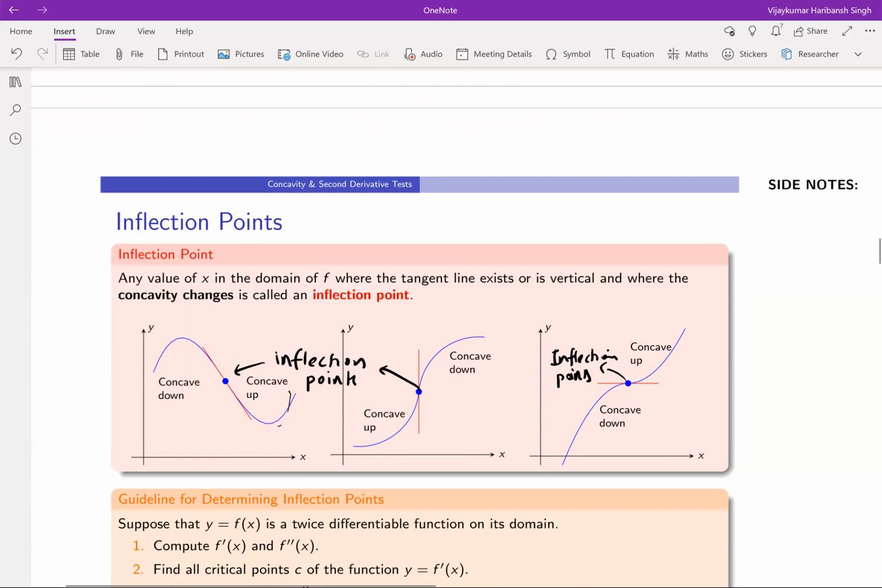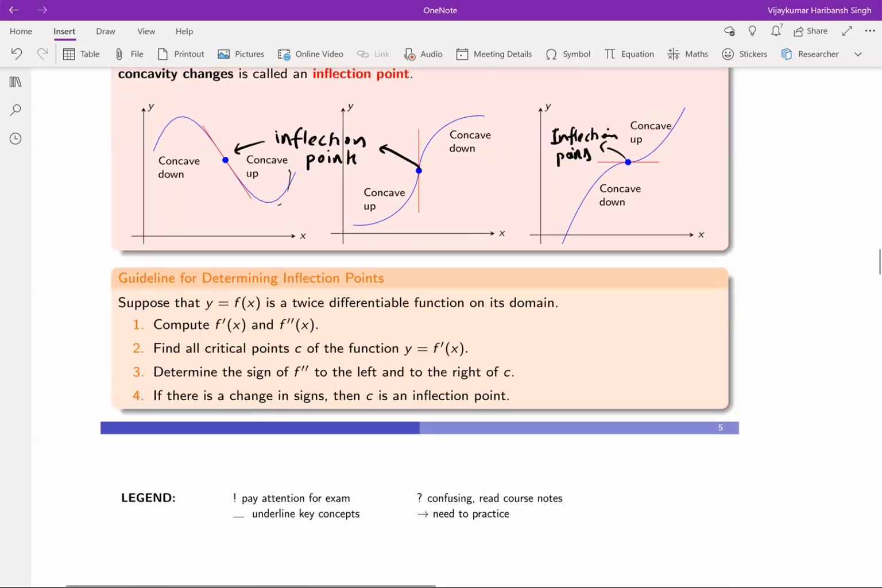Now the question is, how do you determine the inflection points? First, compute f prime of x and f double prime of x. Then find all the critical numbers c of the function y equals f prime of x. Determine the sign of f double prime of x from left to right at the point c. If there's a sign change, then c is an inflection point. So basically the idea is we are concentrating on the critical numbers of y equals f prime of x instead of y equals f of x.